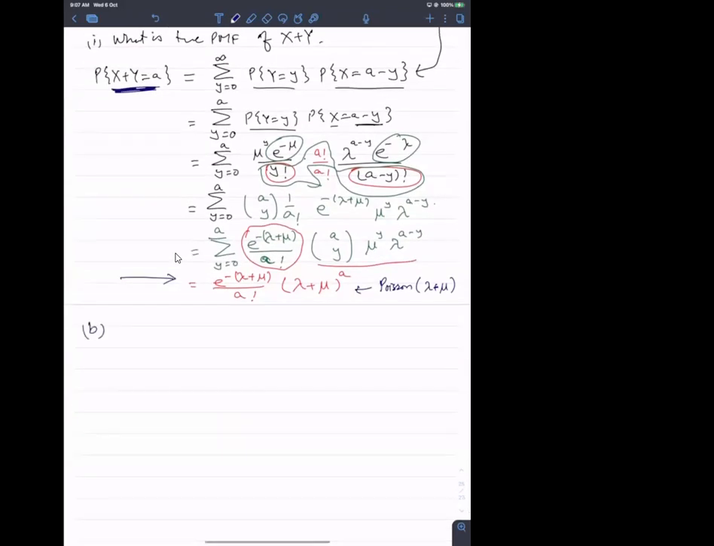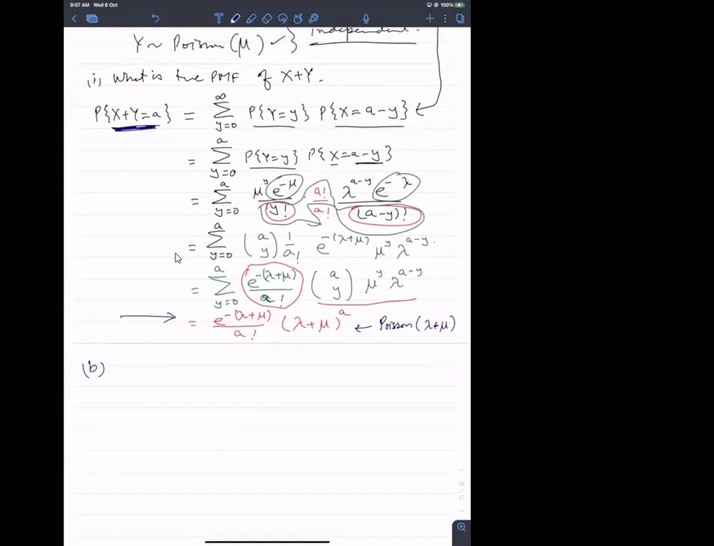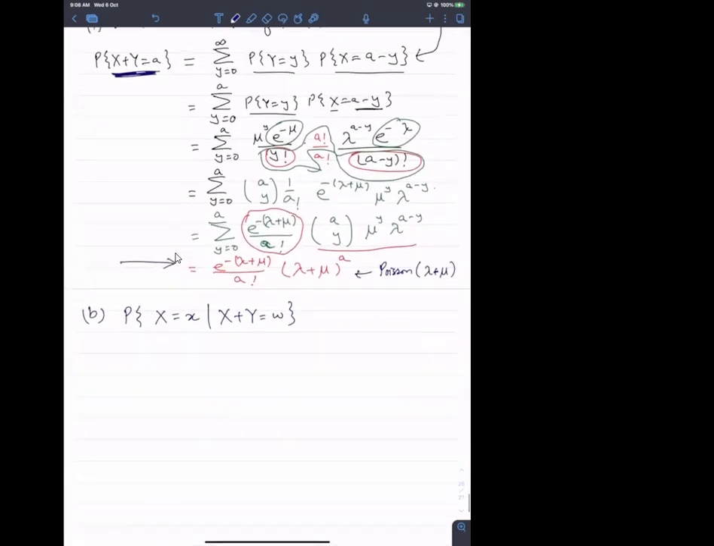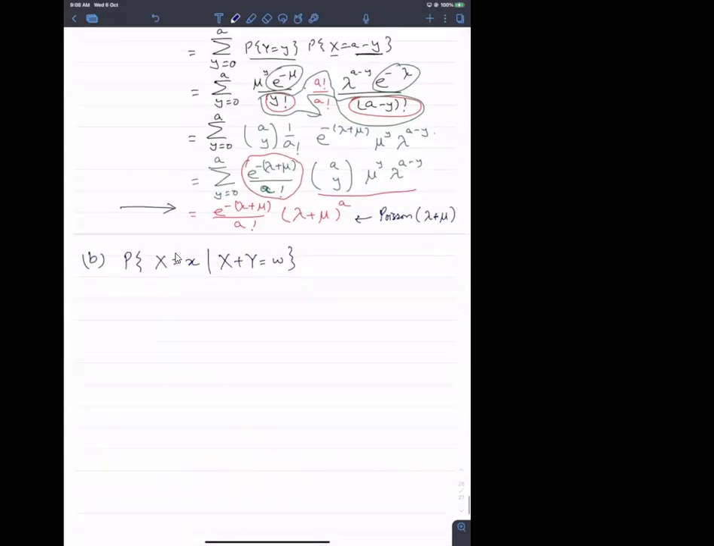B part. So I am also interested in finding the probability that x takes the value x given that x plus y is equal to some fixed number w. So this is the conditional of x given that x plus y is equal to w. So again, ये आपको x और y दिए, which are independent Poisson random variables. If x plus y is given to you, what is the probability that x takes the value x?